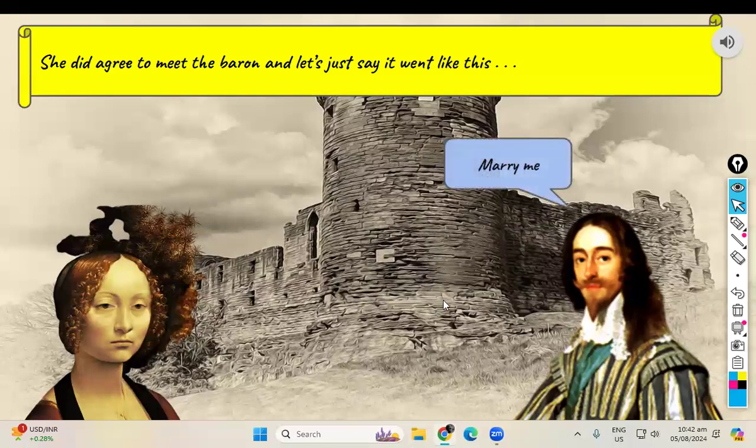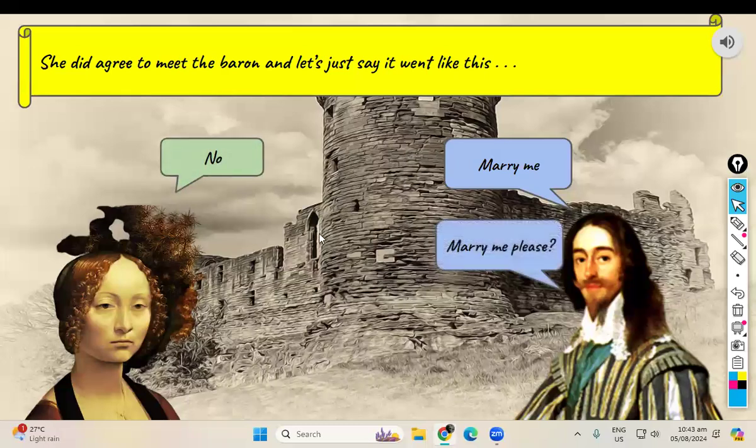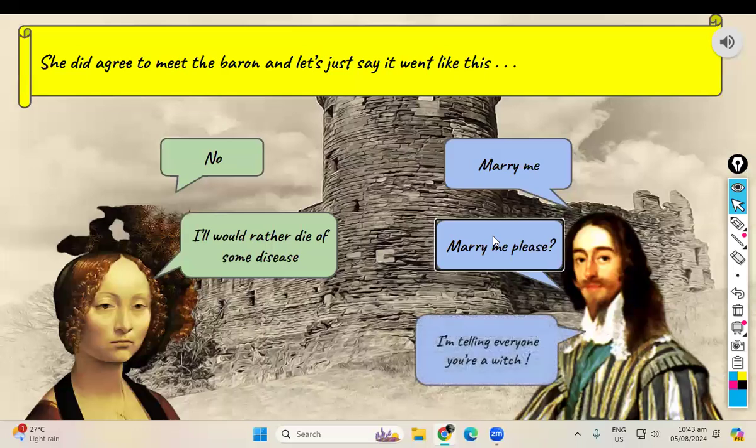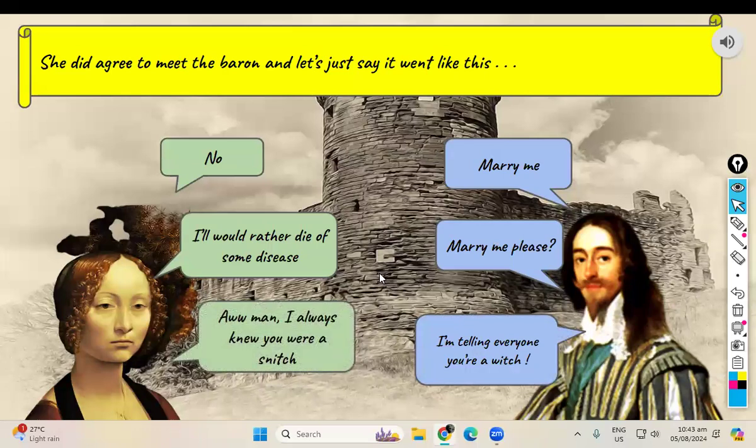He asked her to marry him. She says no. So he says, marry me, please. And then she says, I would rather die of some disease. And then he says, I'm telling everyone you're a witch. And then she replies with, oh man, I always knew you were a snitch.